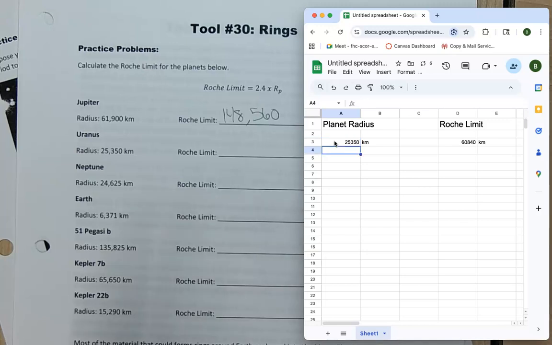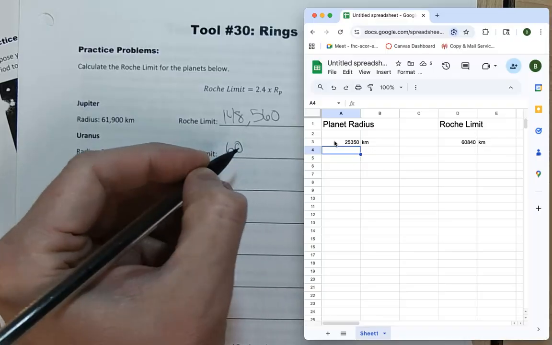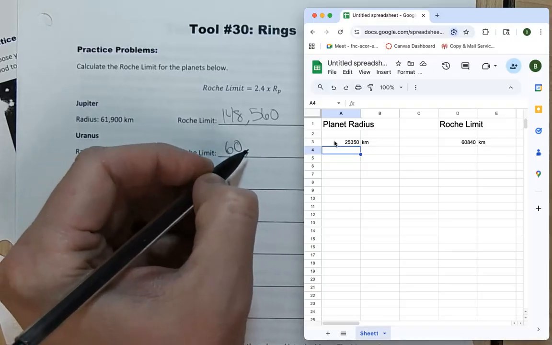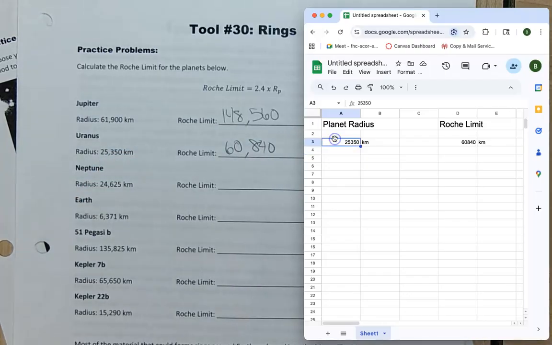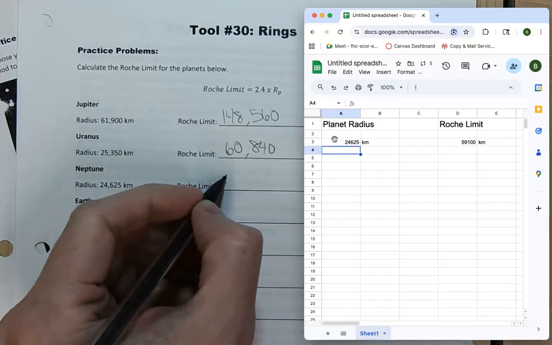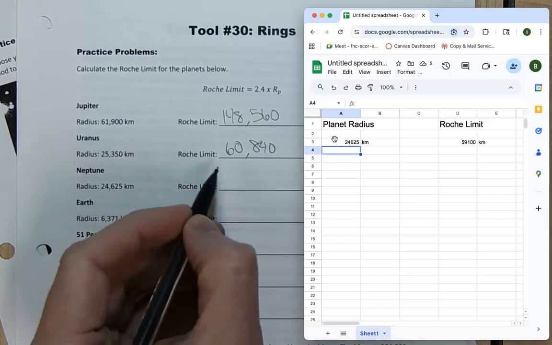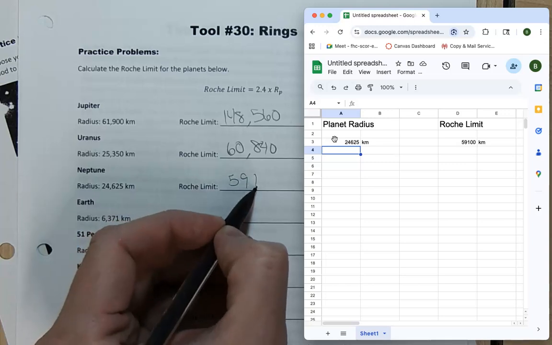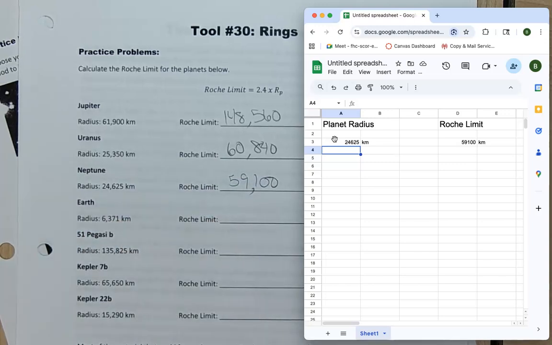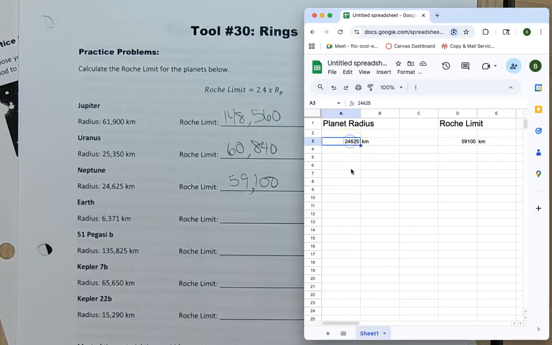What about Uranus? 25,350. So that's only 60,840 kilometers. Neptune's a little smaller. So if Neptune's a little smaller than Uranus, then the size of its Roche limit is going to be a little closer in, a little smaller. Only 59,000 kilometers.